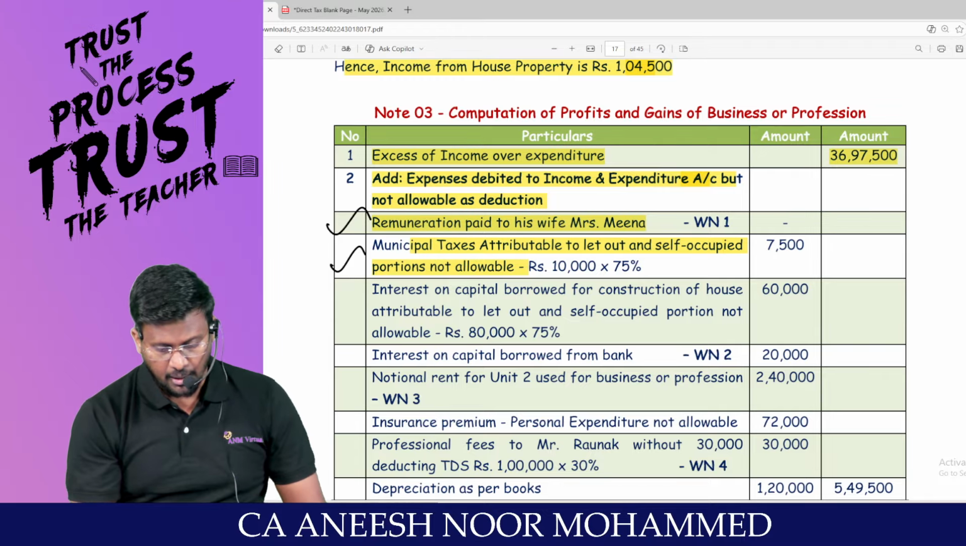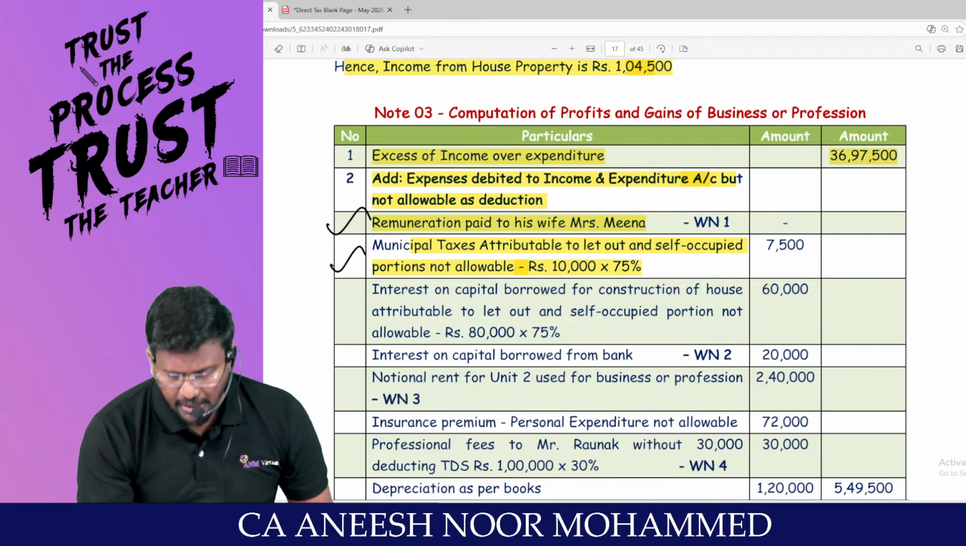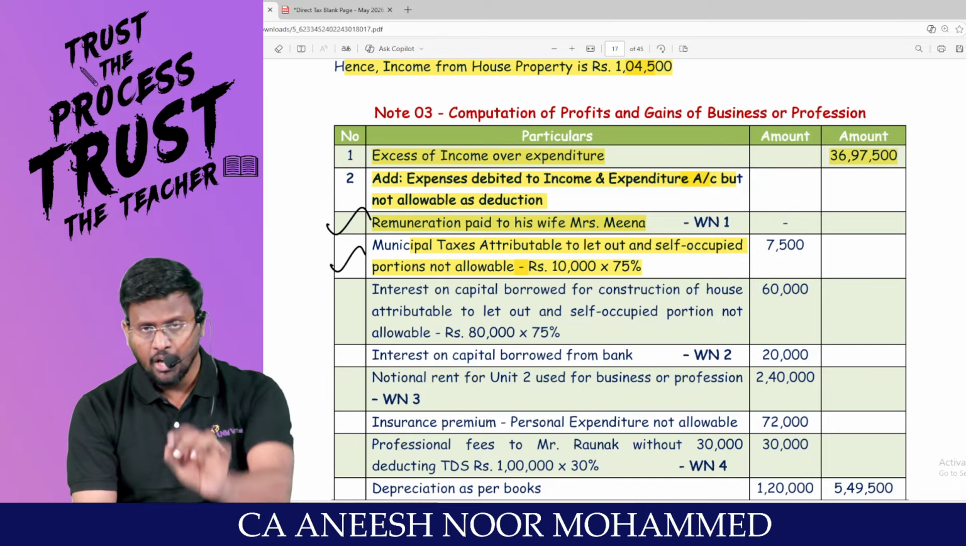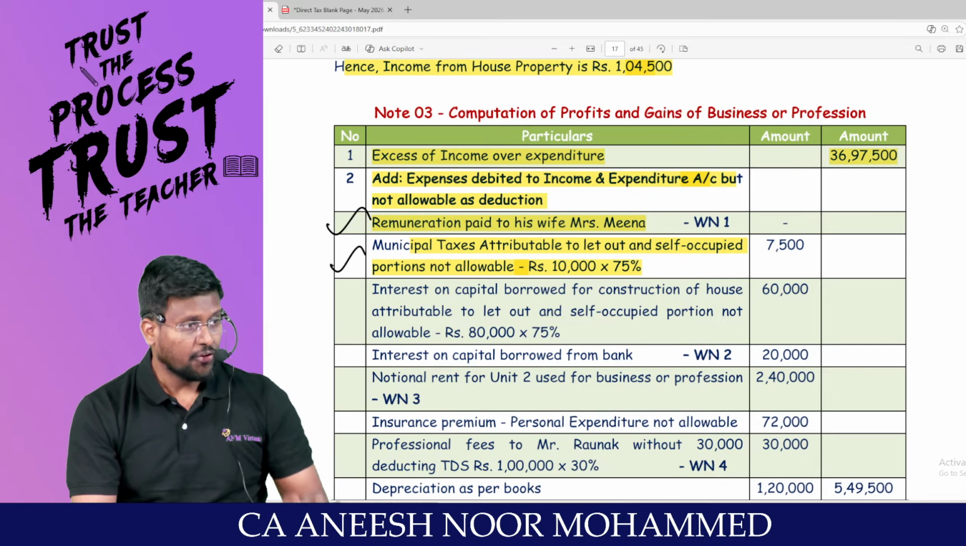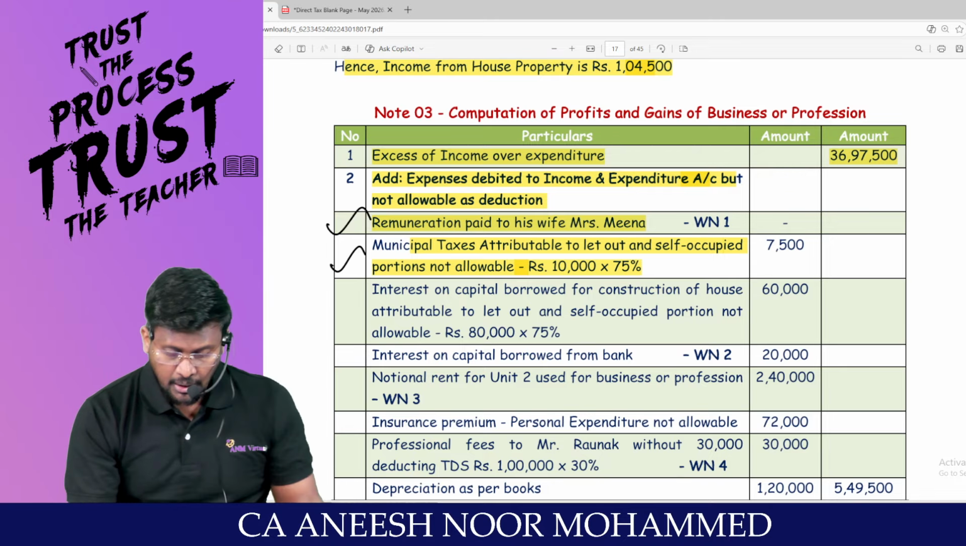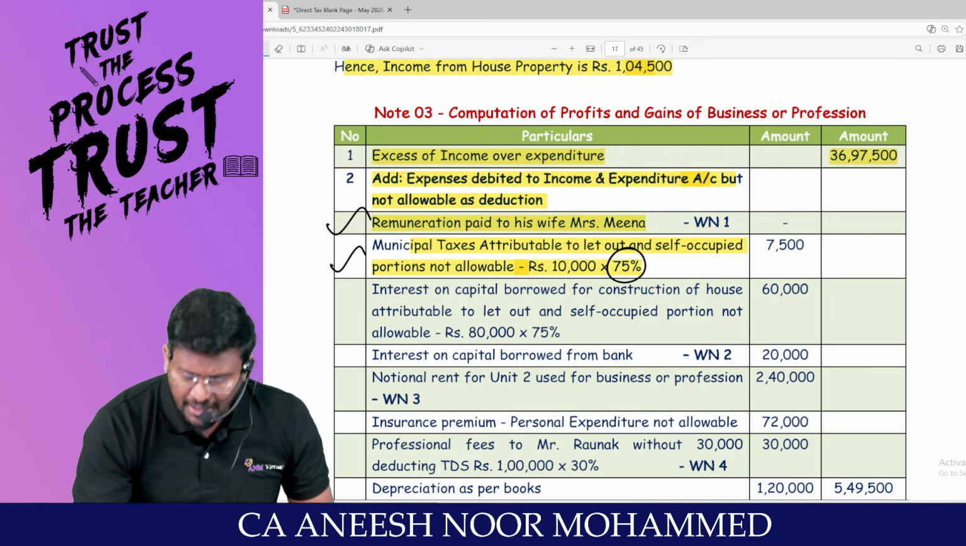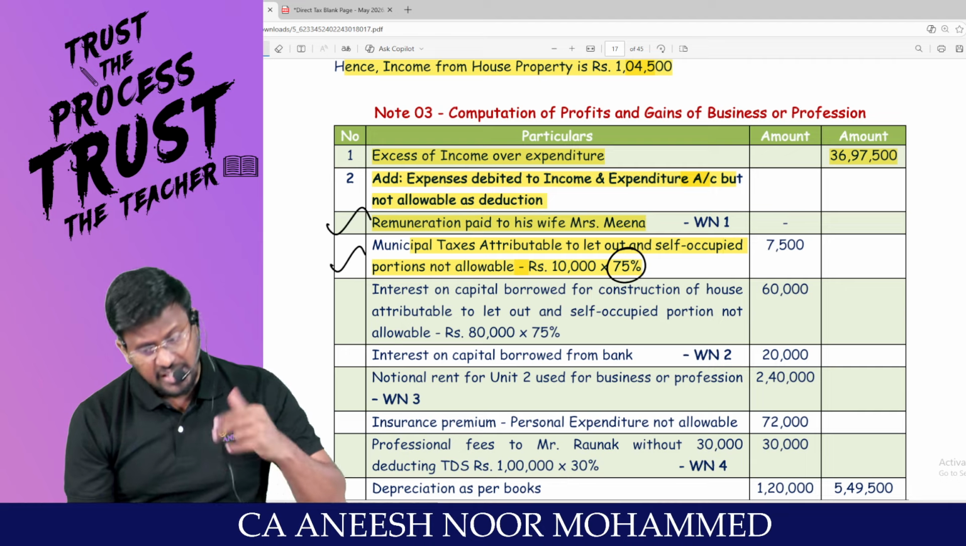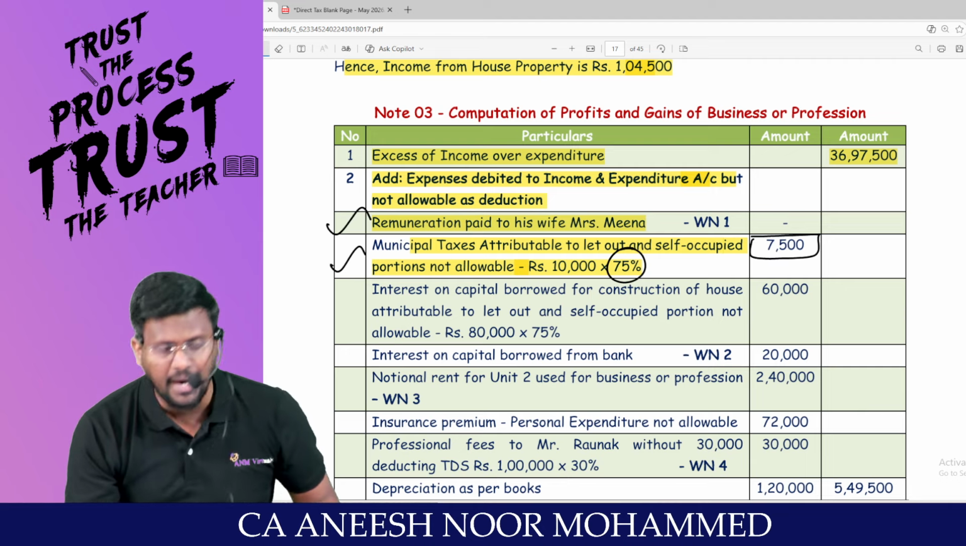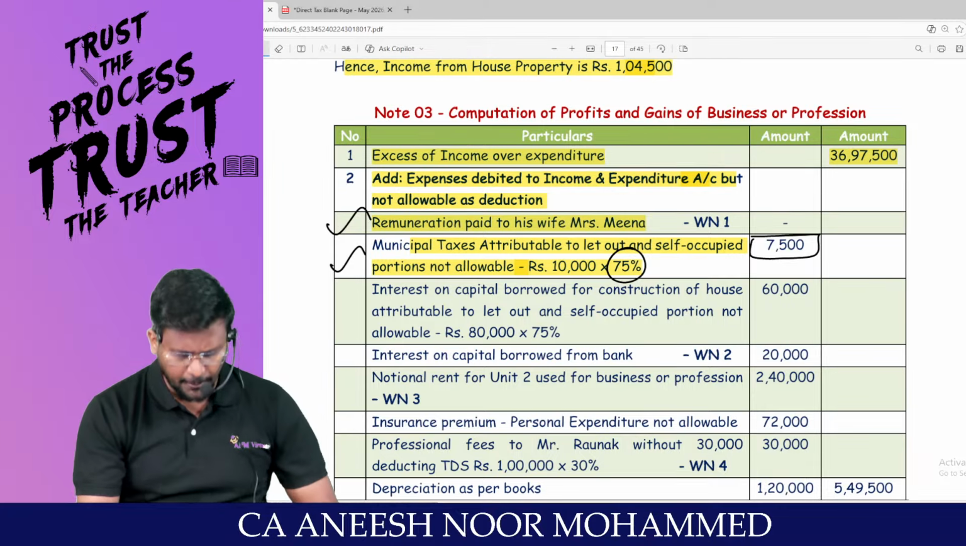Am I right? So 10,000 rupees has been debited. Out of this 10,000, 50% is for let out. 25% is for self-occupied. So 75% should be disallowed. Remaining 25% is allowed. So 7,500 we are adding back. Super point. Are you all really with me?